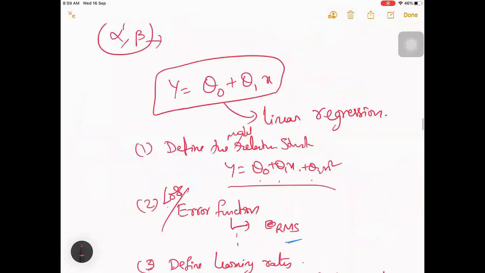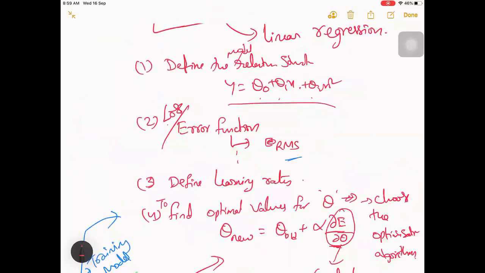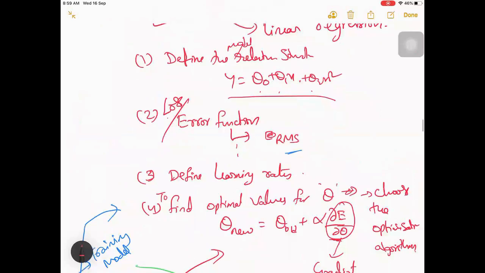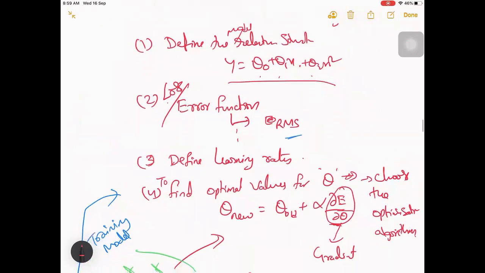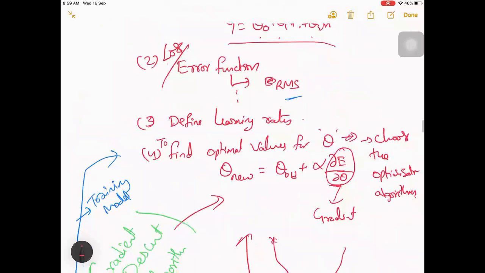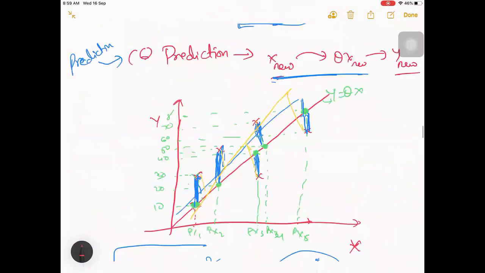The first thing is we define a model structure, which we already did. We defined that h of x is theta naught plus theta 1 x plus so on. If it is greater than 0, it is positive, less than 0, negative. So this part is done. The second part is defining your loss function, which we'll be doing now.